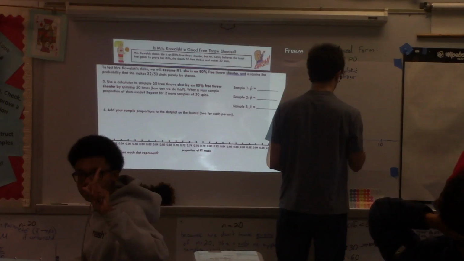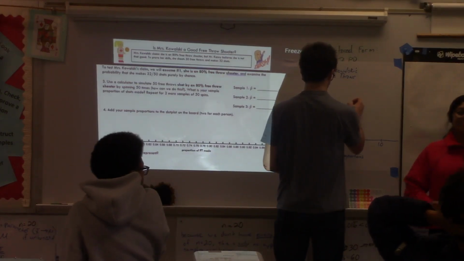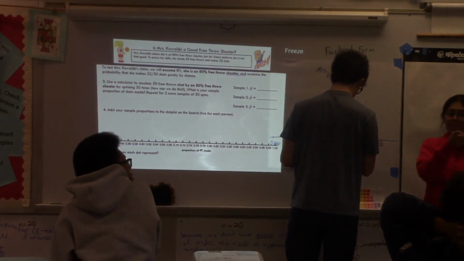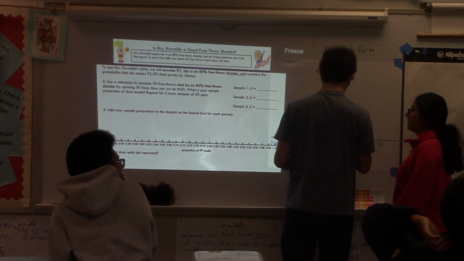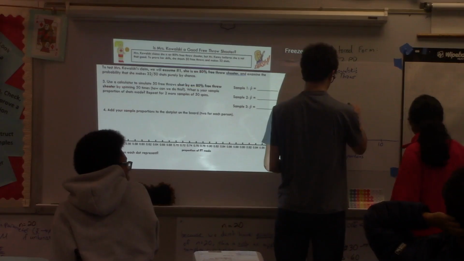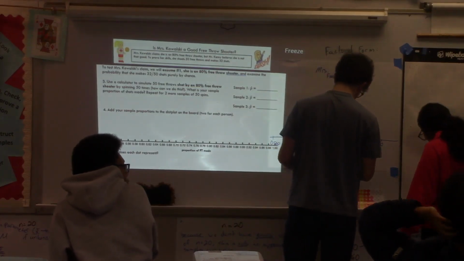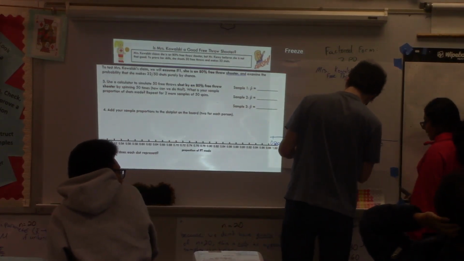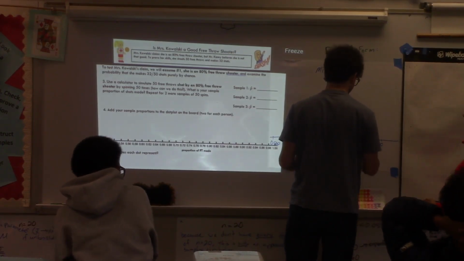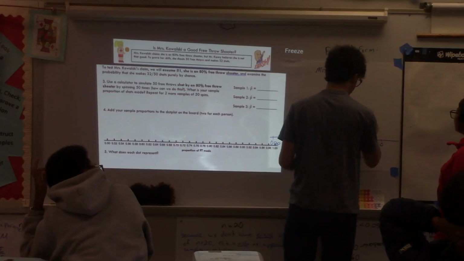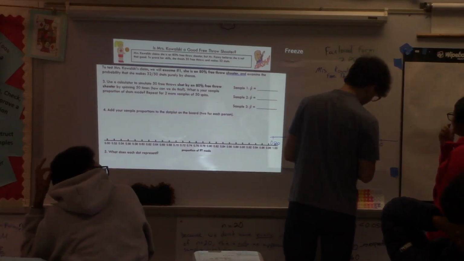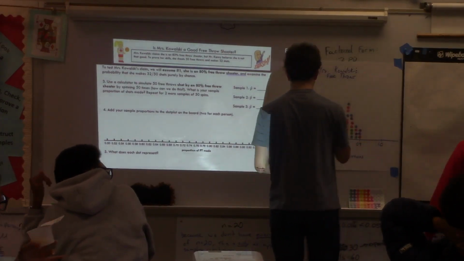Oh, gotcha. Well, remember, she's an 80% free throw shooter, right? So 80% of 50 is 40. 20% then of 50 is 10, right? So we would satisfy large counts. Do notice it's not super normal right now. It's actually a little skewed to the left because it's right on that cusp of the large counts condition. That's why that's happening, okay?